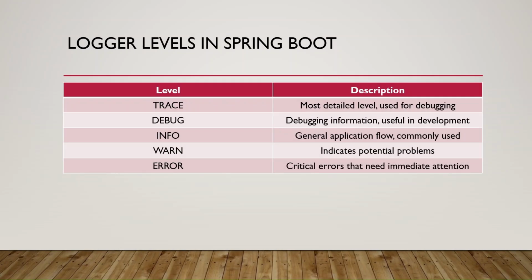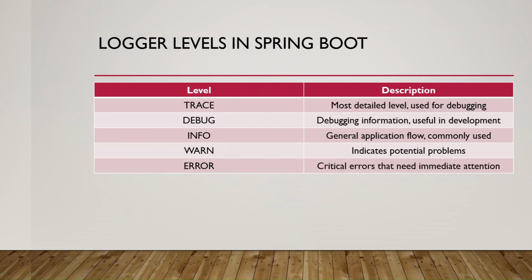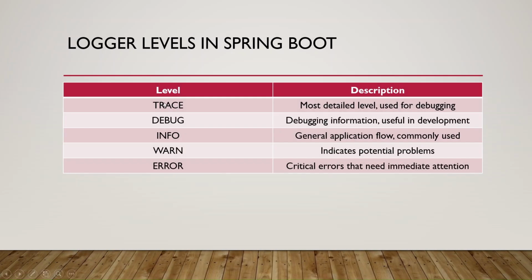Before moving towards the example, we will see a few levels of logging. We have trace, debug, info, warn, and error. Trace gives you the most detailed level, which is used for debugging. Debug is used for debugging information and is useful in development. Info is the general application flow, which is commonly used in our programs. Warn stands for warning, so it indicates potential problems. And error, you all know, is for critical errors that need immediate action. So for logging, we can use these levels, right?